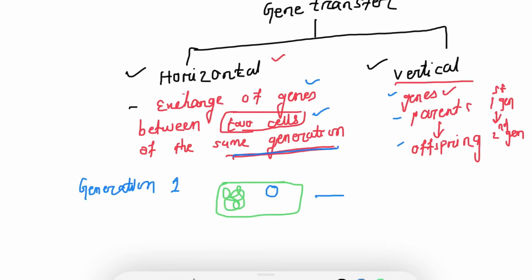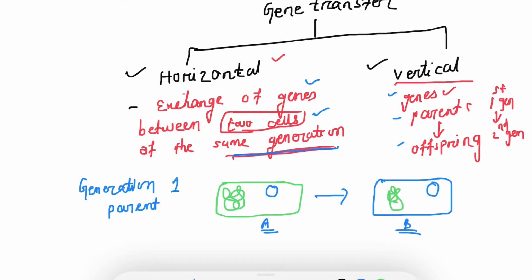Okay, generation 1, or the parent. If the gene is transferred from one cell, let's say this one is cell A, to the next cell, cell B, in the same generation, then it is called horizontal gene transfer. Okay, this is also in a horizontal line.